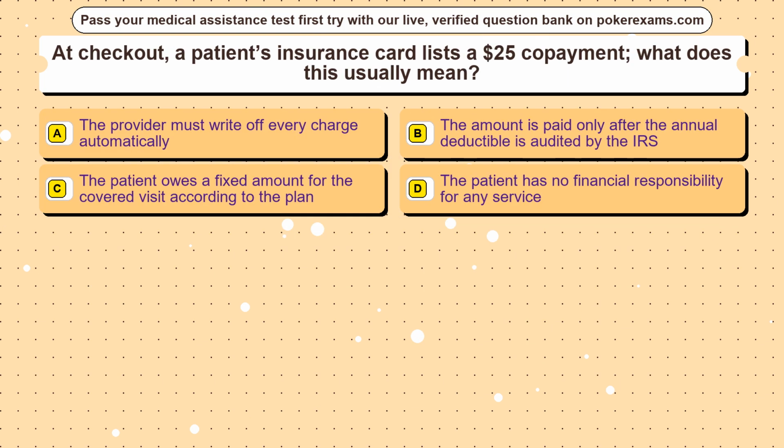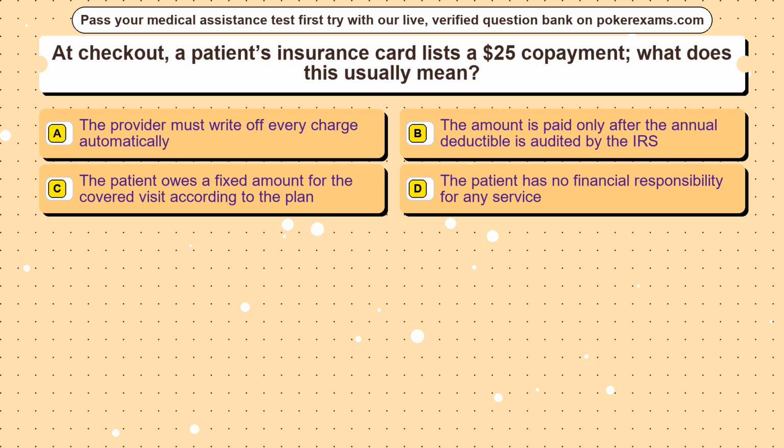Question 7. At checkout, a patient's insurance card lists a $25 copayment. What does this usually mean? Option A. The provider must write off every charge automatically. Option B. The amount is paid only after the annual deductible is audited by the IRS. Option C. The patient owes a fixed amount for the covered visit according to the plan.